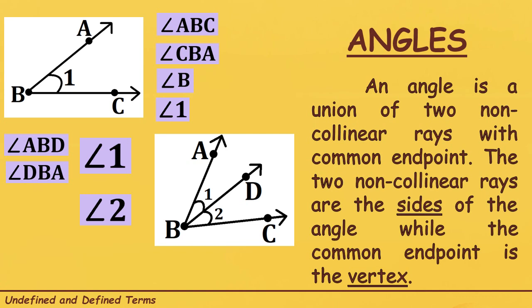Also, for angle 2, pwede rin nating sabihin na angle DBC. Nasa gitna pa rin si letter B kasi si letter B ang kanilang vertex. Or pwede naman nating pagbaliktarin yung una at huling letters, magiging angle CBD. So, wag malilito as long as the vertex is at the middle, that is correct. Pwede magkabaliktad yung una at huli.